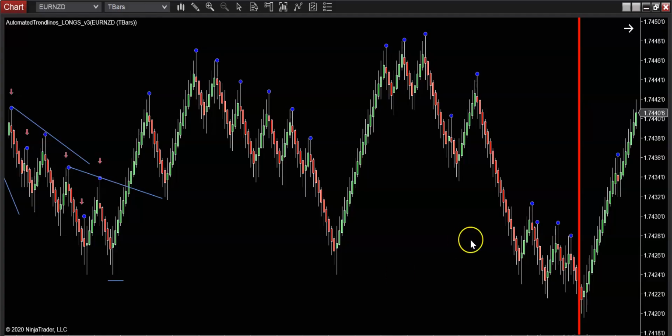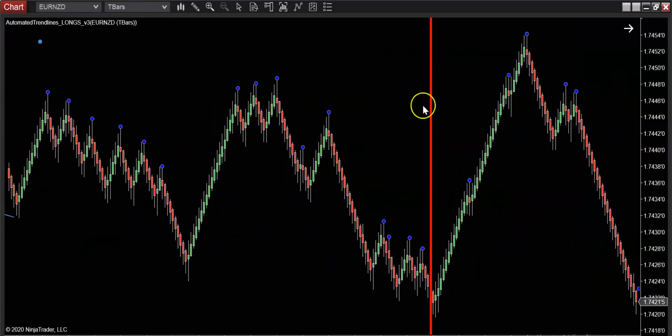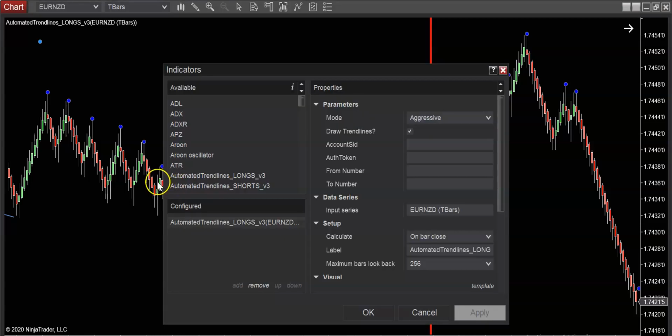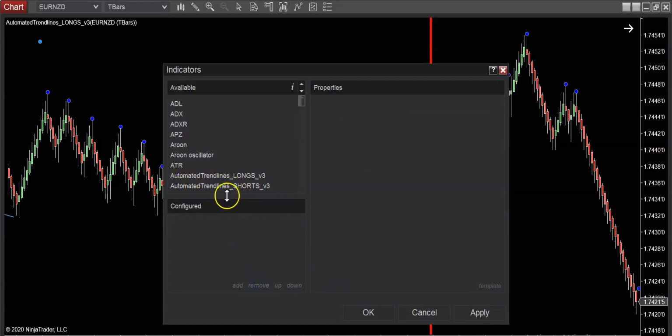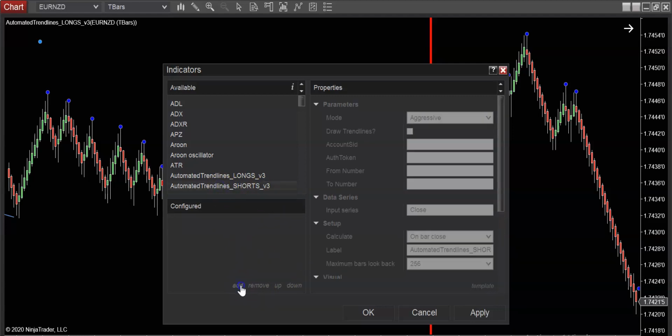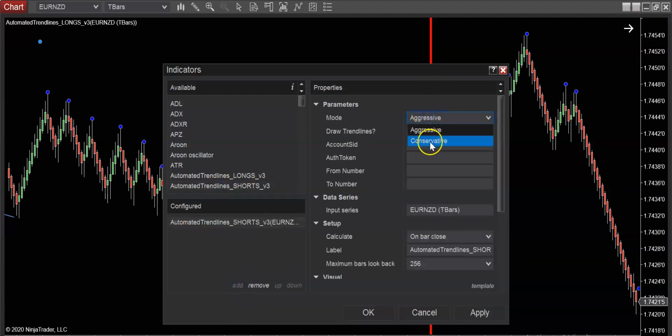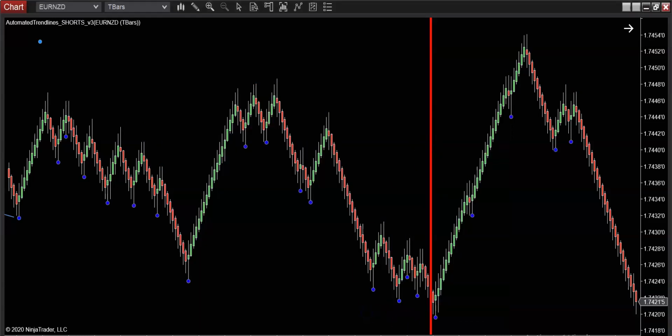All right, let's go back to the T-bar chart. This is the red stripe, which means now we're looking for what? Short signals, right? So we have to remove the automated trend line long. You just hit the remove button just like this, and you pop in the shorts, right? And now you flip it to conservative mode just like this. You draw your trend lines. Let's see what happens, right?